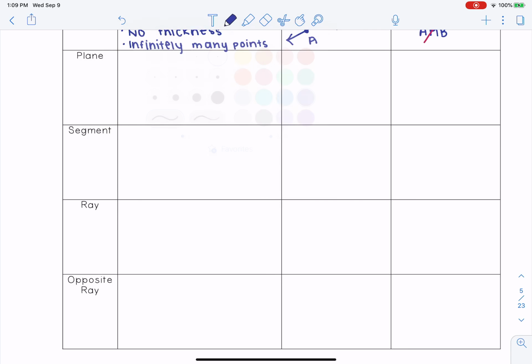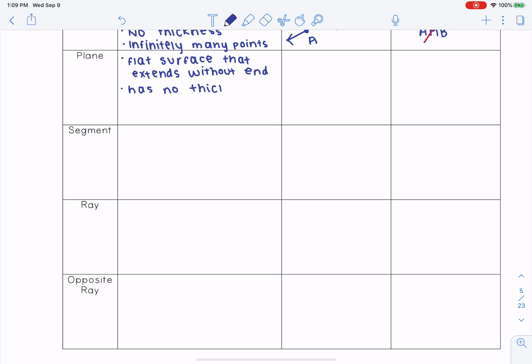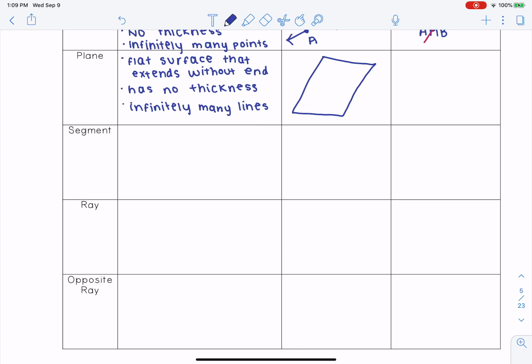Then we get up a level to a plane. So a plane is a flat surface that extends without end, and it has no thickness, and it contains infinitely many lines. So we're going to draw a plane kind of like a piece of paper. So think of it as like a flat piece of paper that goes on and on forever.